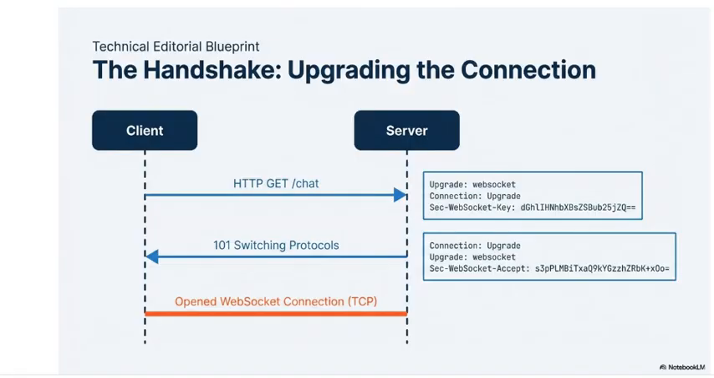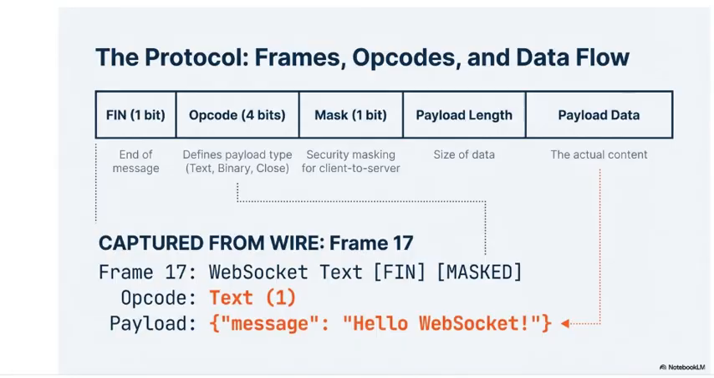Okay, let's look at that binary. The source material breaks down the frame architecture. This is where we get down to the bits and bytes. Yeah, this is the low-level stuff. We're not just sending JSON strings anymore. We're sending packets defined by individual bits.